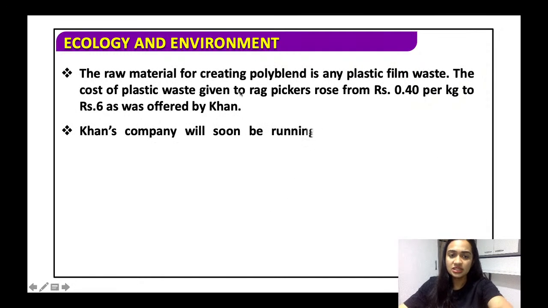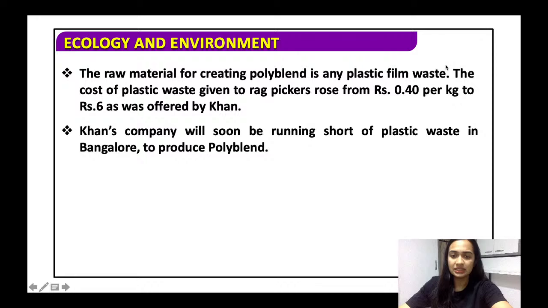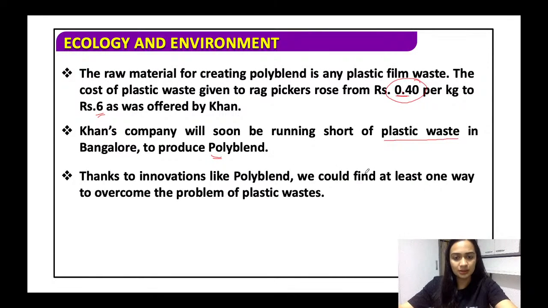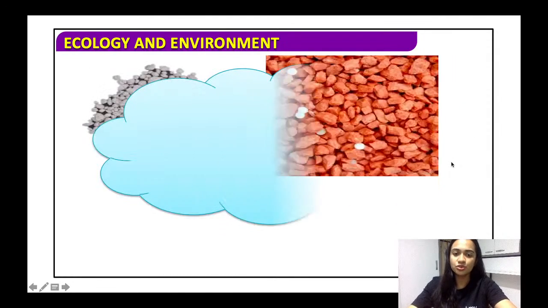So now, the raw material for creating polyblend is basically your plastic film, and the cost of plastic waste given to rag pickers rose from 0.4 per kg to 6. तो अभी रैग पिकर्स के लिए प्लास्टिक कलेक्ट करने का प्राइस बढ़ गया. So in turn they started collecting more plastic and they started recycling it more. So now this company will soon be running short of plastic waste in Bengaluru to produce polyblend. All right. So thanks to innovations like polyblend, we could find at least a solution and we could have a better development of roads as well.